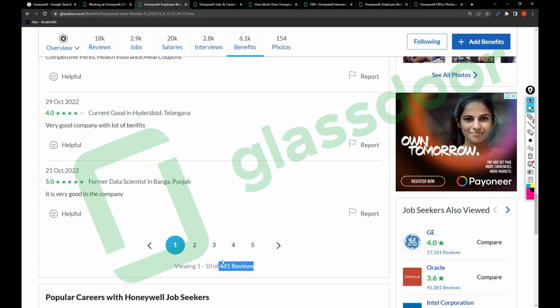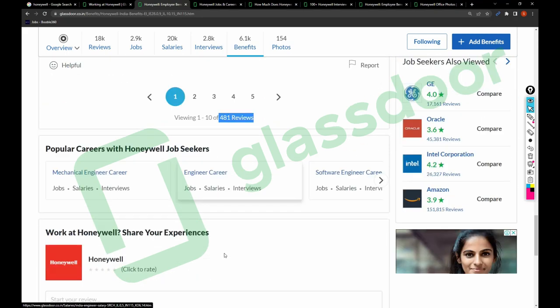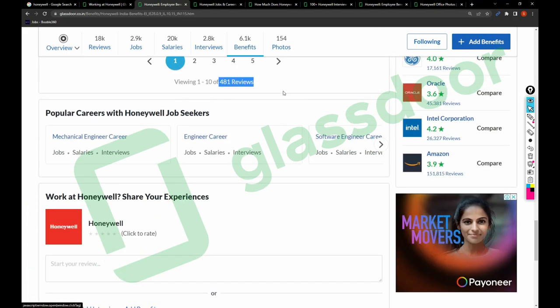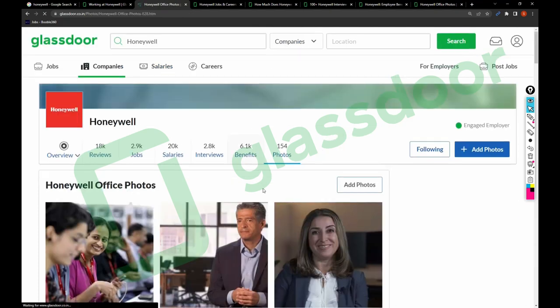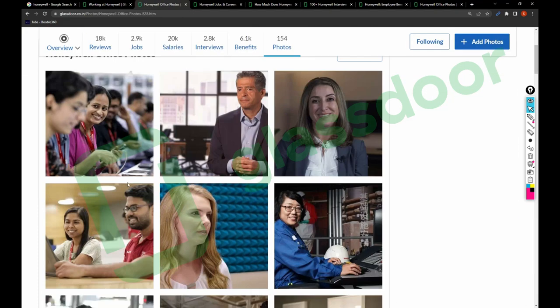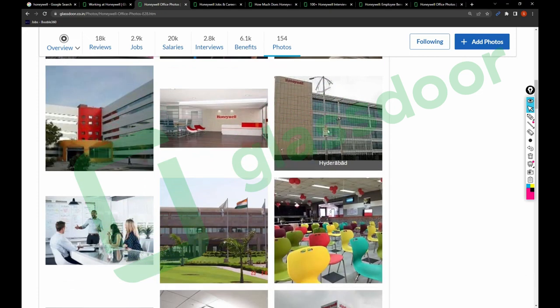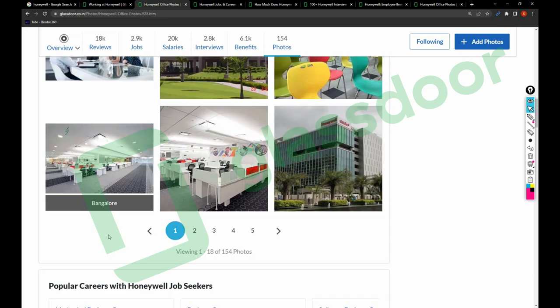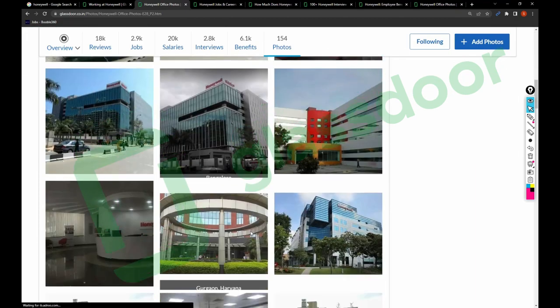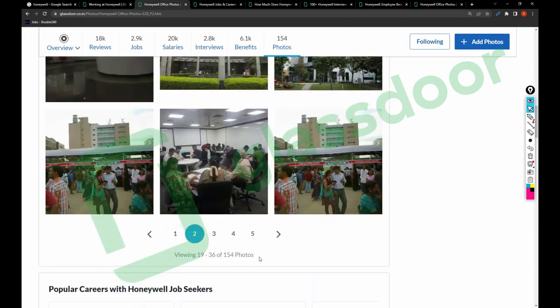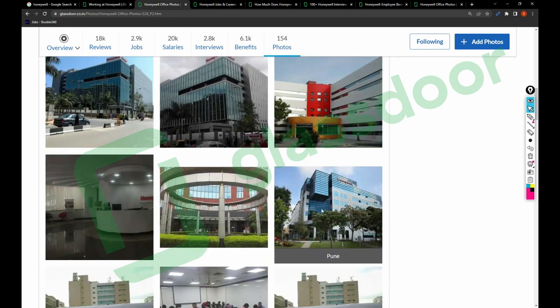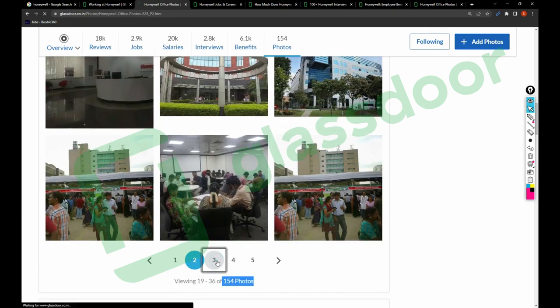If you want to know more about the benefits in the company, I recommend you take a look at them. And next, photos. Photos are something that will give you a picture of how the people are, how the campus is, and the culture. So if you have a moment, just take a look and get to know more about the company's culture. There are 154 photos, friends, so I recommend you take a look and know more about the company.